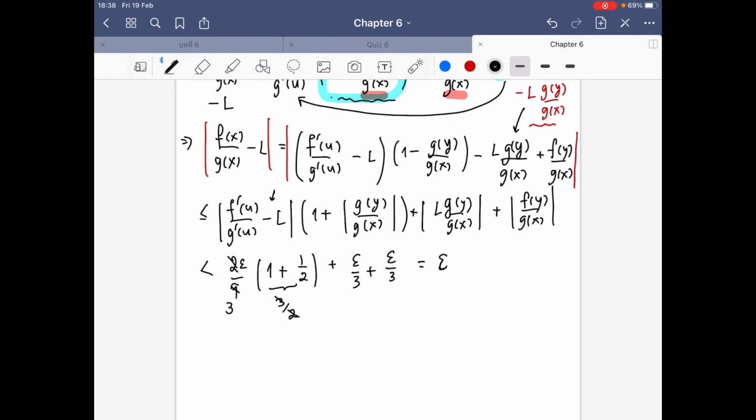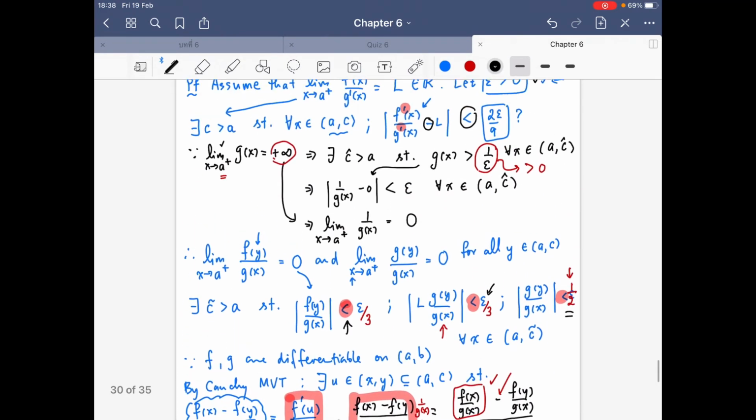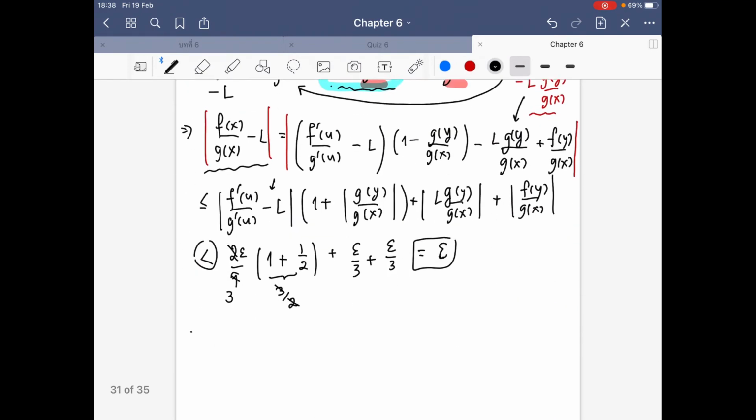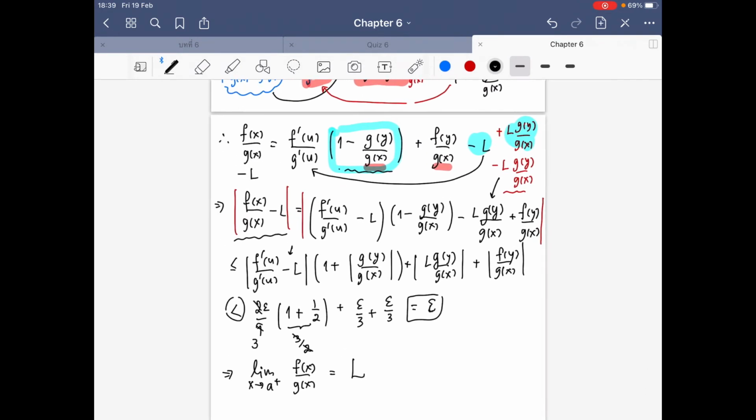All right, so this means that the difference between the quotient of f and g minus L will be less than this epsilon given, for each and every x inside this interval from a to c tilde. So you have that the limit as x goes to a from the right of f(x) over g(x) must be L.